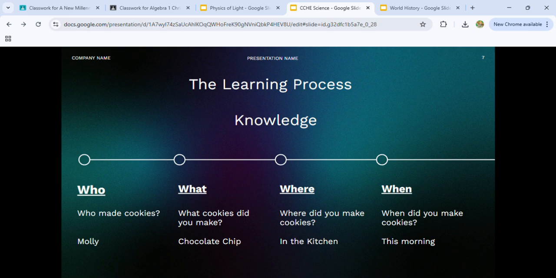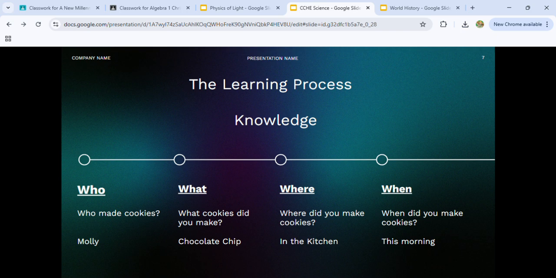Knowledge is not wisdom. So knowledge-based questions will not give us the best information we could ask for, but they will give us some. Let's take cookies for an example. Who? Who made the cookies? Molly. What? What cookies did you make? Chocolate chip. Where? Where did you make cookies? In the kitchen. When? When did you make cookies? This morning.